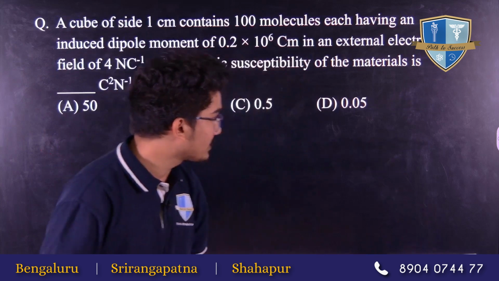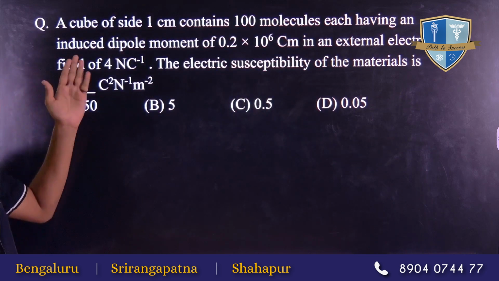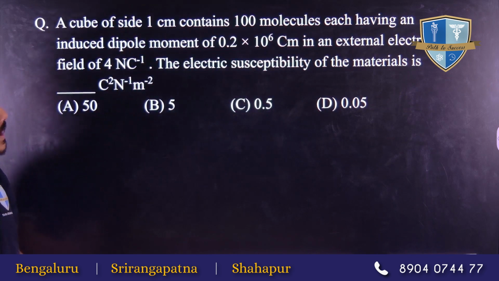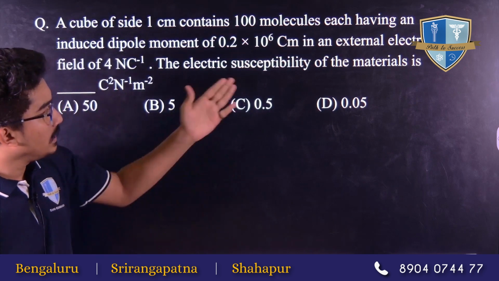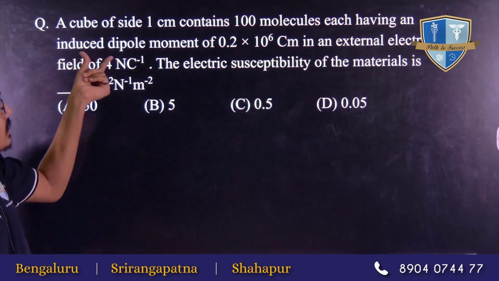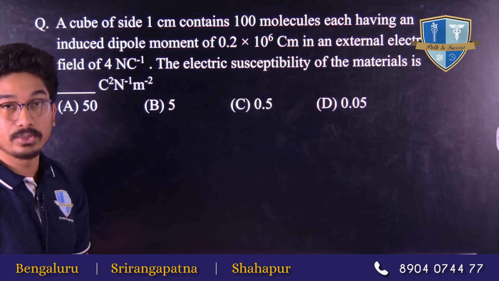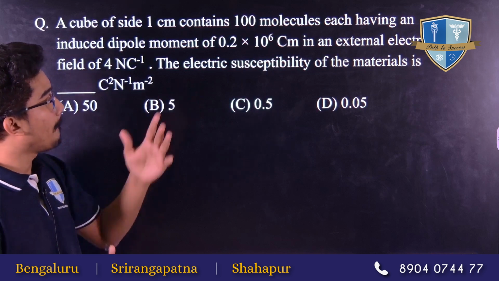So now let's see the next question. A cube of side 1 centimeter contains 100 molecules, each having an induced dipole moment of 0.2 into 10 to the power 6 coulomb meter.